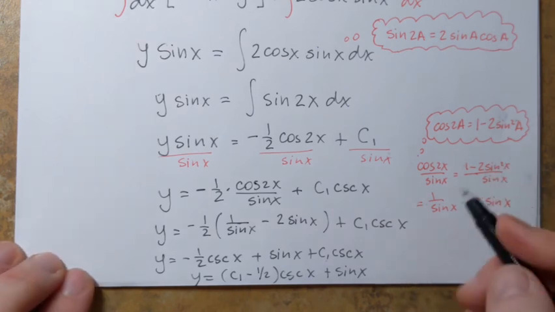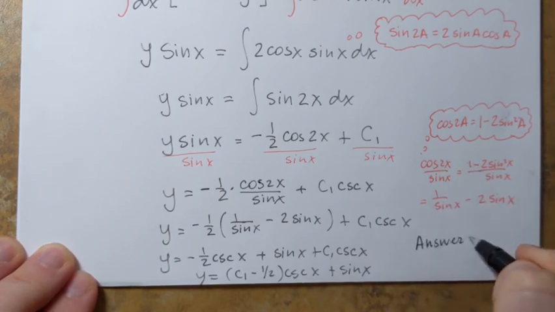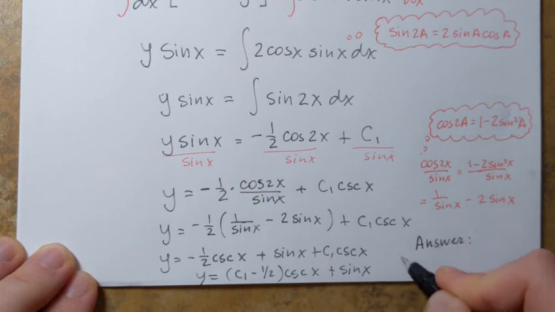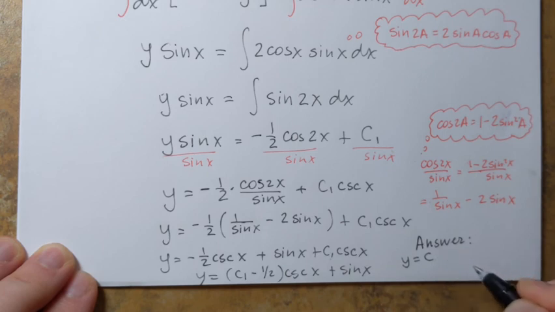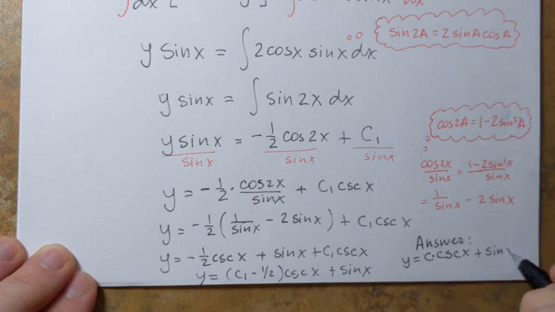So it looks pretty. So the answer in the explicit form is y equals c... I have 2 c's here, but one is just the constant, and that's the cosecant. C times cosecant of x plus sine of x.